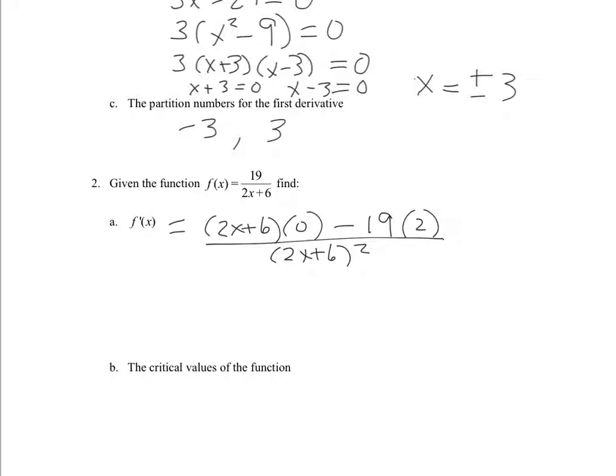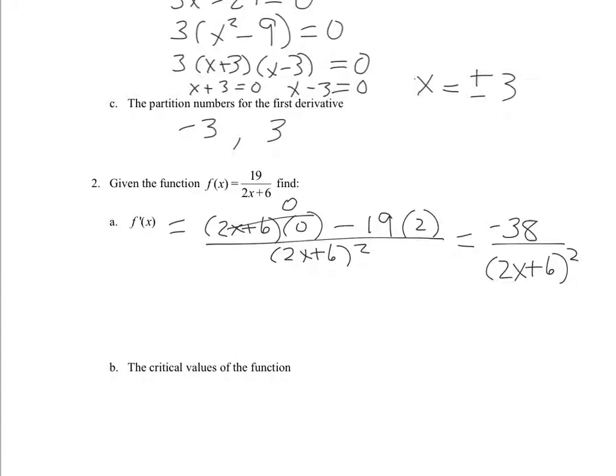Now, cleaning this thing up, my numerator actually cleans up to be something pretty simple, because if I multiply 2x plus 6 times 0, that becomes what? 0. And I have 0 minus 19 times 2, which is, what's a negative 19 times 2? Negative 38. Over, and just leave this in factored form. 2x plus 6 in parentheses squared. You don't have to expand it out. So that's going to be my derivative.